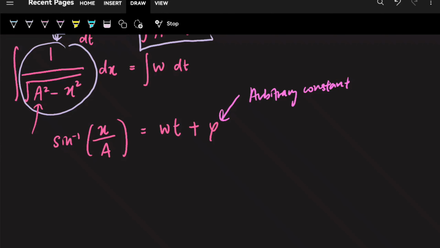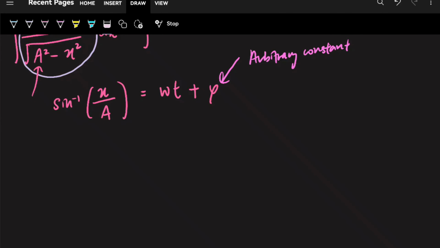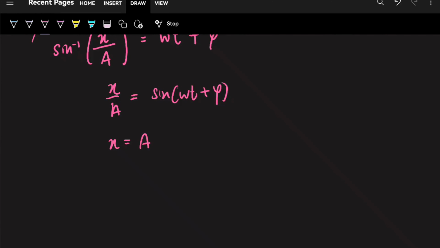You can either add it on your left or on your right. Well, I'm used to doing it on my right, so I'm going to add it to my right. Don't do both sides, okay? Only add one side. Okay, so since we have sine inverse on our left hand side, what we can do is bring it to the right hand side. When you bring the sine inverse over, you'll get x divided by a equals sine of omega t plus phi. And now making x the subject, you get x equals a sine omega t plus phi.